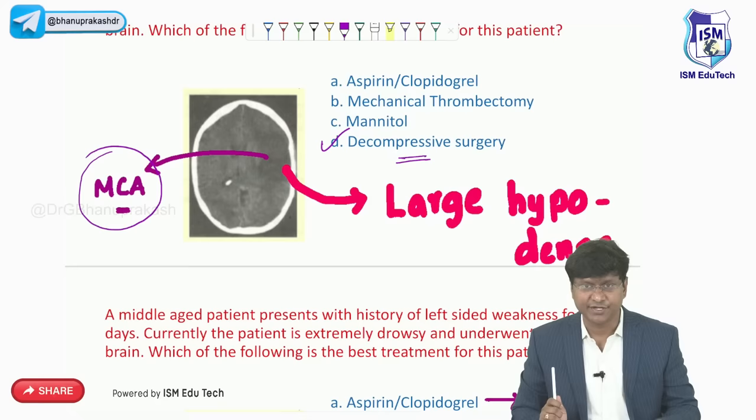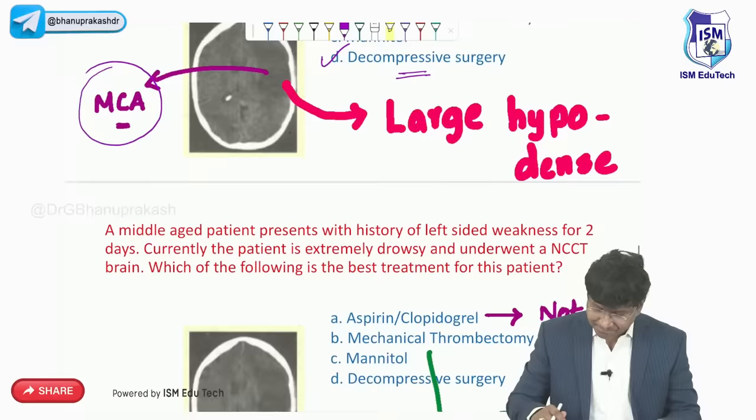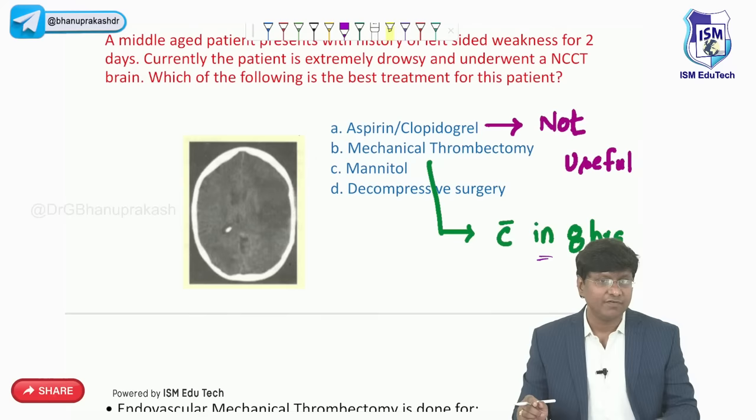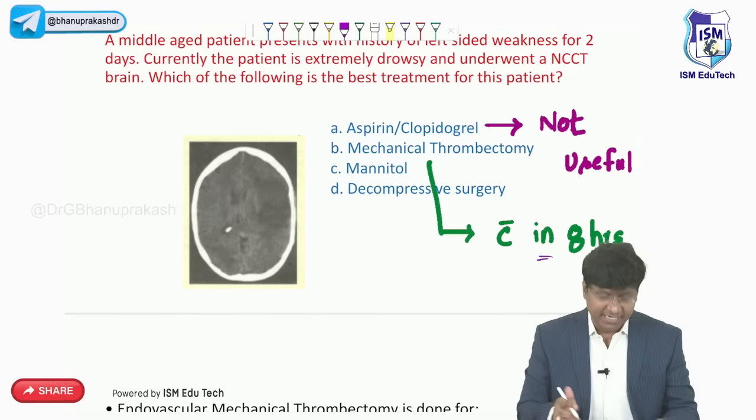Decompressive craniotomy should be done. Then what about mechanical thrombectomy and the other options? Mechanical thrombectomy should be done when the patient presents within 8 hours. But our patient has had this weakness for almost 2 days. So, there is no role of mechanical thrombectomy, right?